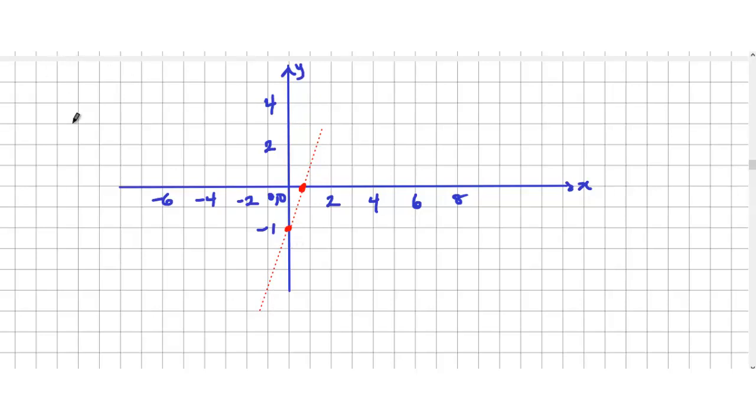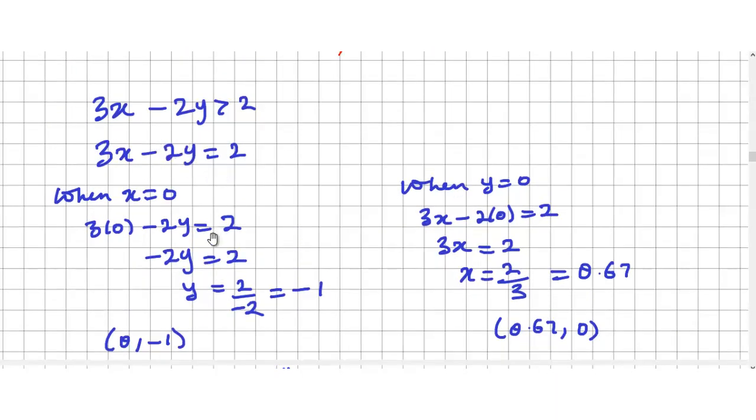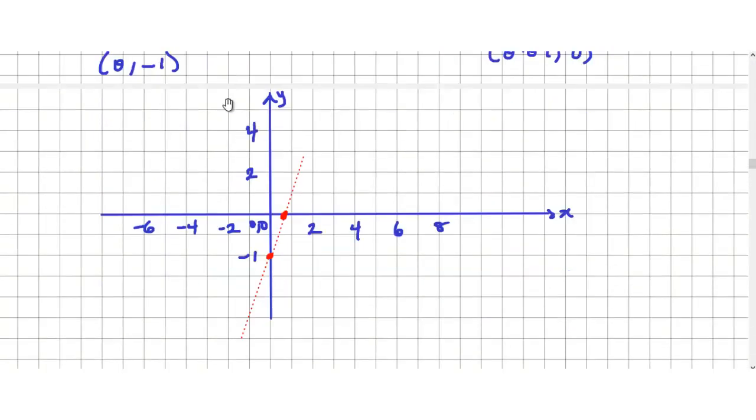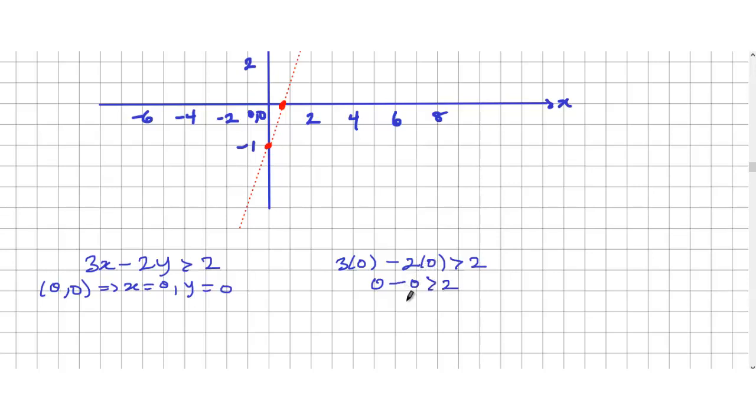Now the next question we need to ask ourselves: does it satisfy the origin? So we are dealing with 3x minus 2y is greater than 2. We want to see if it satisfies the origin 0 comma 0, meaning that x is equal to 0 and y is equal to 0. So if we plug it in, we have 3 into bracket 0 minus 2 into bracket 0 is greater than 2. So 3 times 0 is 0, minus 2 times 0, that's minus 0. 0 minus 0, 0 is greater than 2.